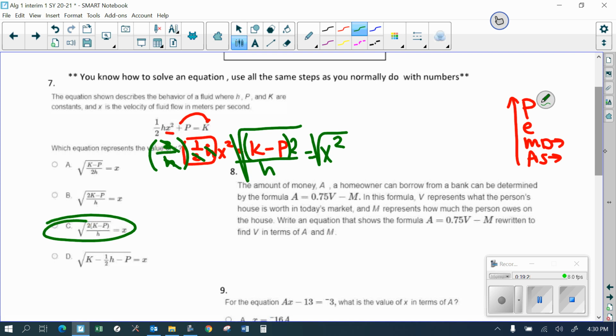Reverse PEMDAS. That's a pretty tough one for an algebra 1. That's often more at an algebra 2 level.